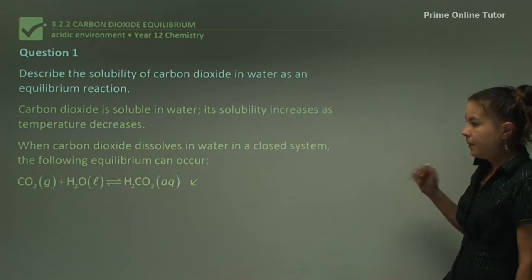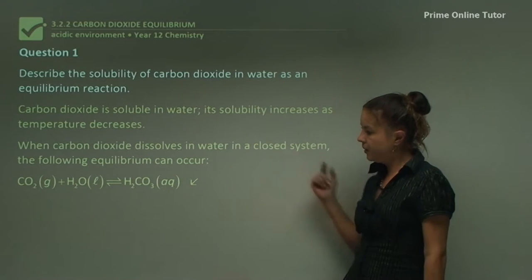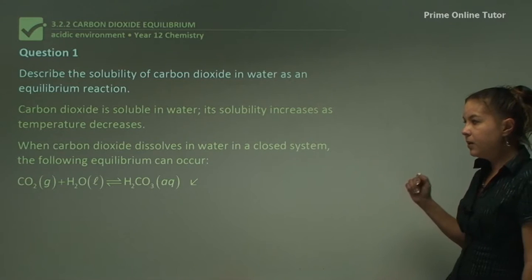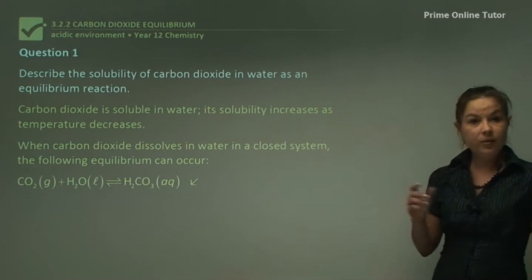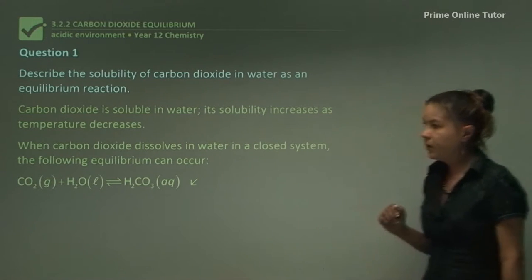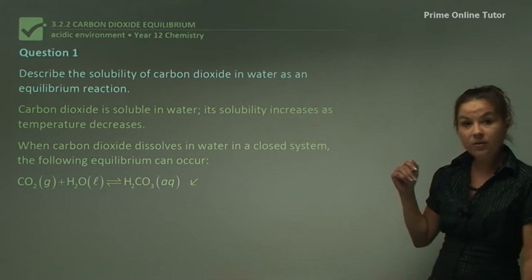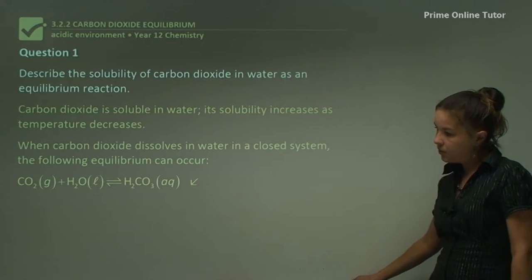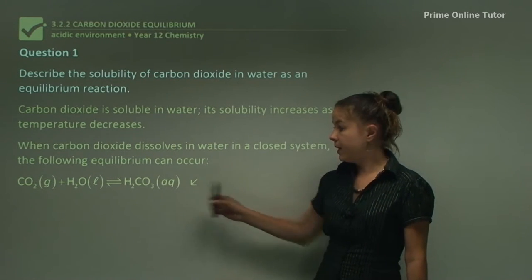So, let's look at the equation, and always keep these equations in mind when you're thinking about which way the equilibria lie. So, when carbon dioxide dissolves in water in a closed system, like a soft drink can, as I mentioned earlier, the following equilibrium can occur. So describe the solubility. It is soluble in water. And write the reaction. So remember this reaction, CO2 gas with water going to carbonic acid.